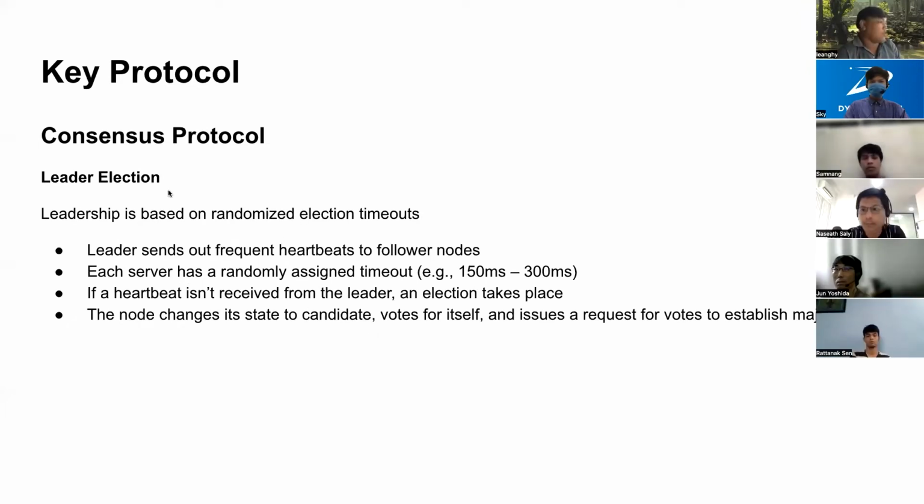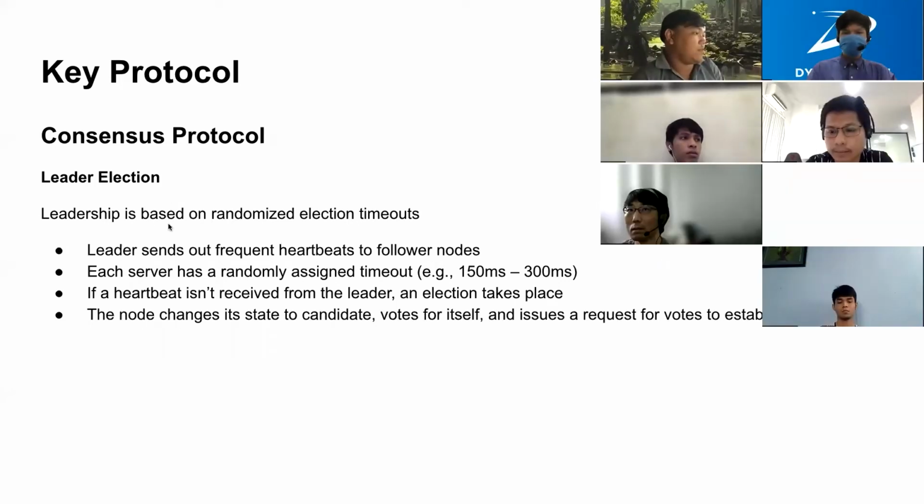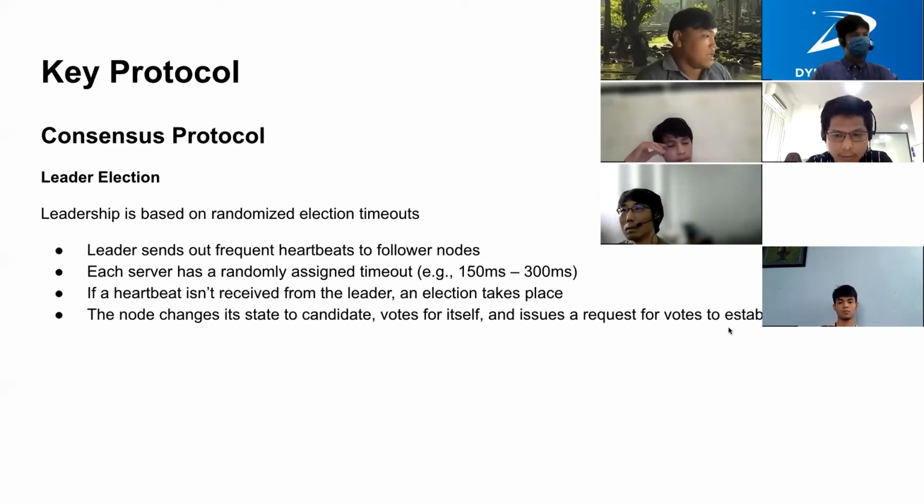Let me talk in more detail about the leader election. The leadership is based on a randomized election timeout. Leaders send out frequent heartbeats to the follower nodes. Each server has a randomly assigned timeout, and you can see the timeouts in something like this, just an example. If the heartbeat isn't received from the leader, an election will take place. The node changes its state to candidate, votes for itself, and issues a request for votes to establish a majority.